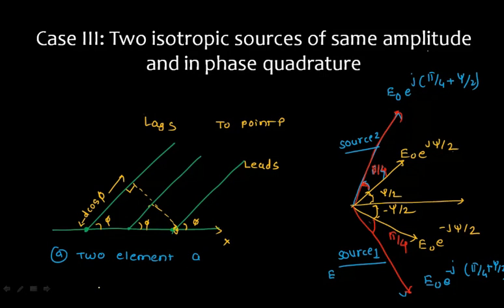So let us start our session with case 3, that is two isotropic sources of same amplitude and in phase quadrature. If you see in the diagram, this is your source 1. You are placing your source 1 here. You are placing your source 2 here. If these are the two sources, what will be the path difference between these two sources?